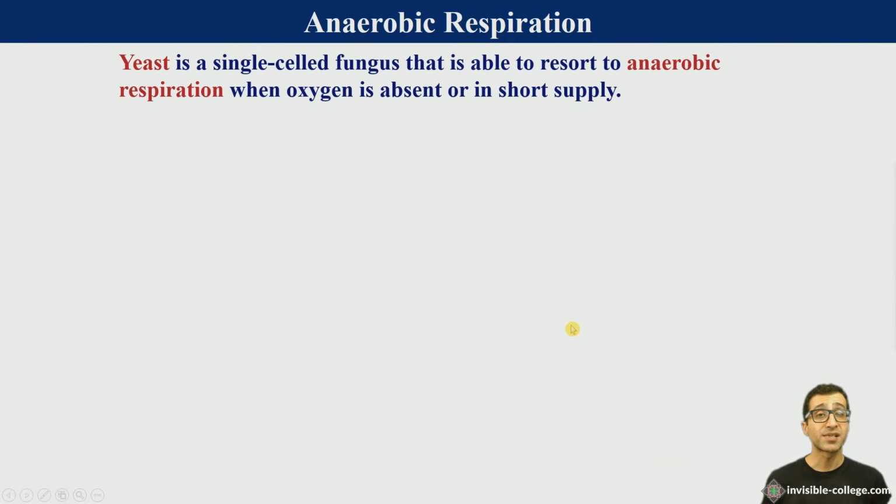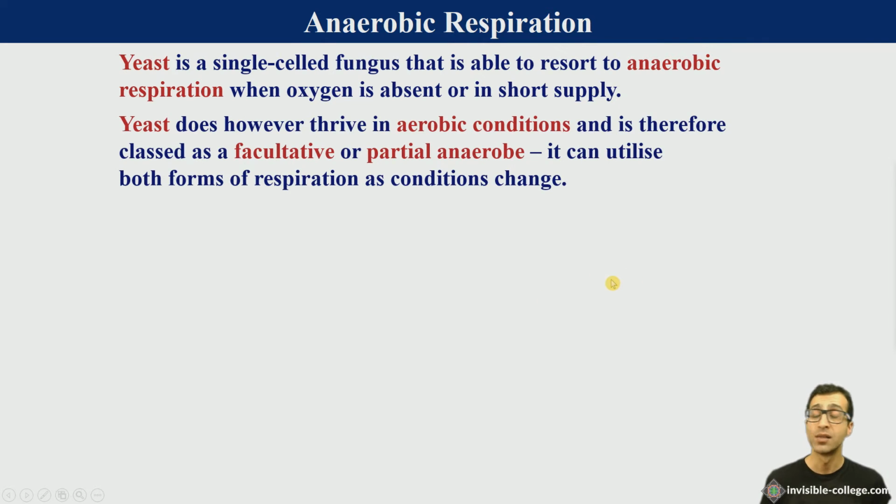Yeast is a single-celled fungus. This is able to resort to anaerobic respiration when oxygen is absent or in short supply. Yeast does thrive, however, in aerobic conditions as well. So unlike the previous organism, Clostridium tetani, this is classed as a facultative or partial anaerobe. In other words, it doesn't have to exist only in anaerobic conditions. It can respire anaerobically when it finds itself in anaerobic conditions, but it can equally thrive under aerobic conditions.